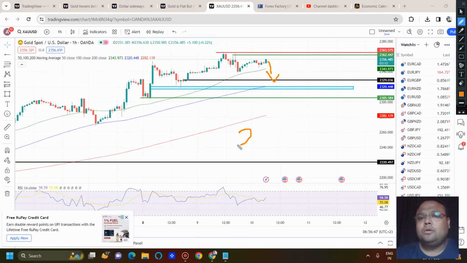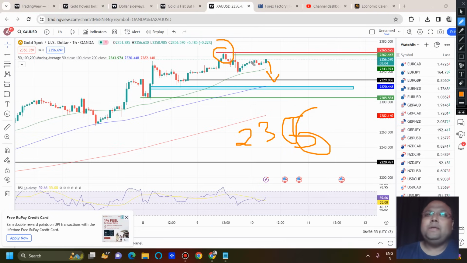So before CPI, or during the Asian session or European session, if you see gold breaking 2365, 2366, then be careful with your buy, because we have been following the strategy of buy at breakout. Whenever gold was not coming for a retracement, we were going for buy at breakout. The buy at breakout strategy is still very much valid, but we need to keep in mind that for a breakout, volume is extremely important. Without proper volume, there cannot be a breakout. It will be a false breakout.